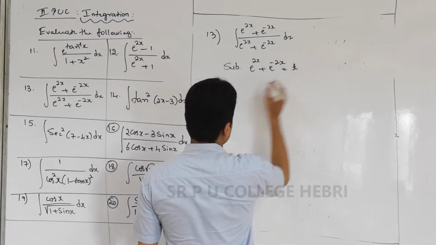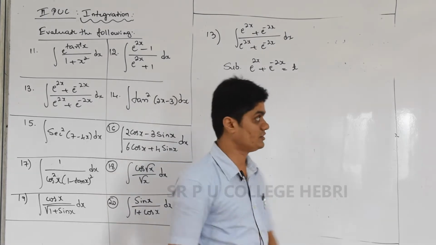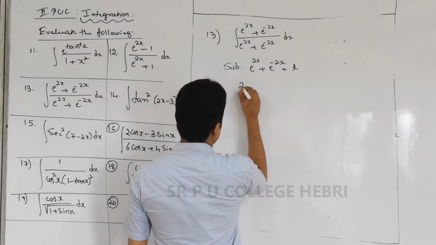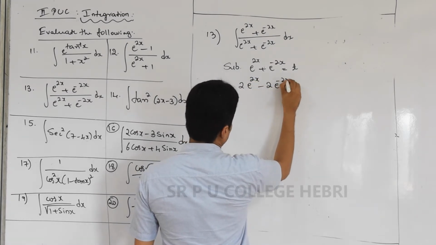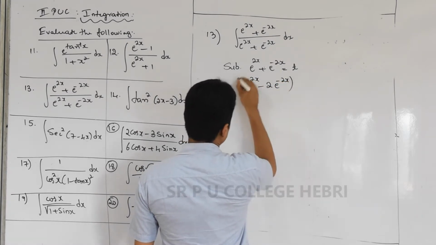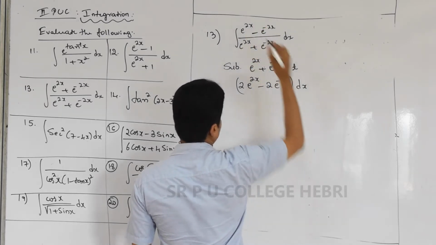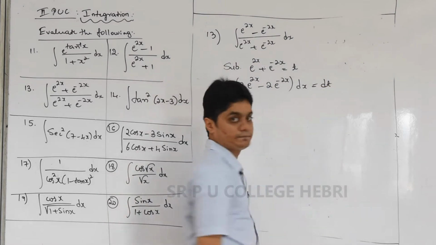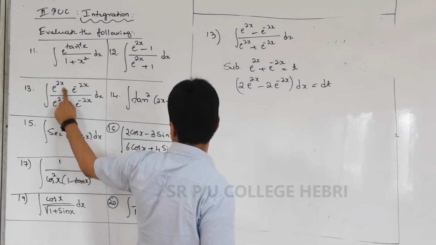Equal to t, differentiation should be known correctly. I told you in the last first class, without differentiation integration is not possible. So differentiating, 2 into e power 2x, correct? Minus 2 into e power minus 2x, whole divided by, into dx. Okay, this should be minus actually. So equal to dt, correct? So minus, yeah, this should be minus actually.